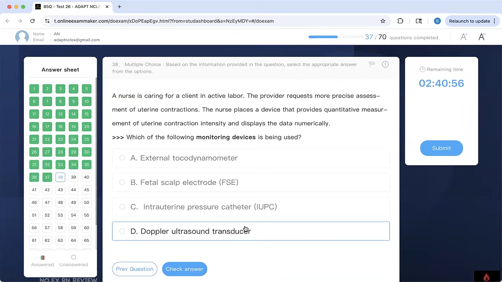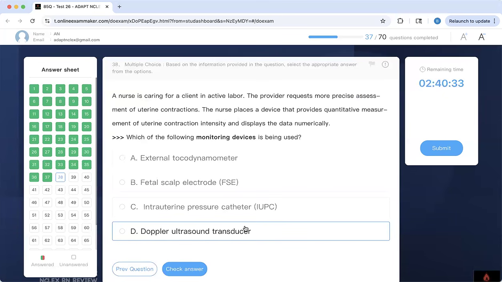Next, care for a client in active labor. The provider requests more precise assessment of uterine contractions. The nurse places a device that provides quantitative measurement of uterine contraction intensity and displays the data numerically. Which of the following monitoring devices is being used?